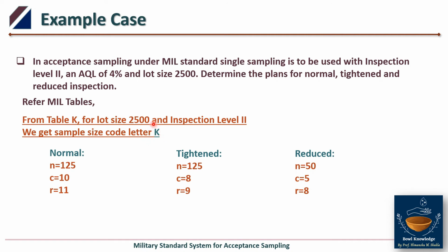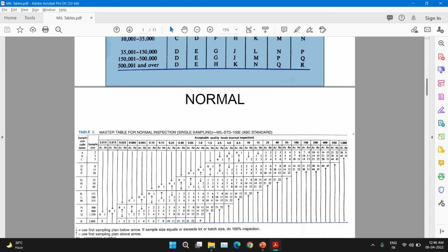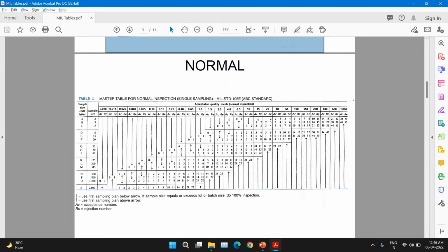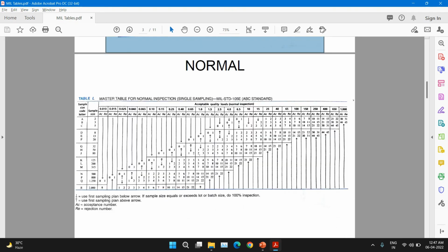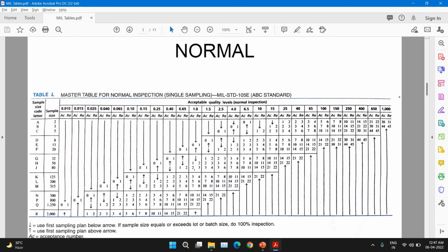Now corresponding to this sample size code letter, we have to use the tables of normal, tightened and reduced inspection, and we have to obtain the sampling plans. We will see how. So going with normal inspection, we will go to the table of normal inspection. I will slightly zoom it. Okay, yes. So this is the table for normal inspection.